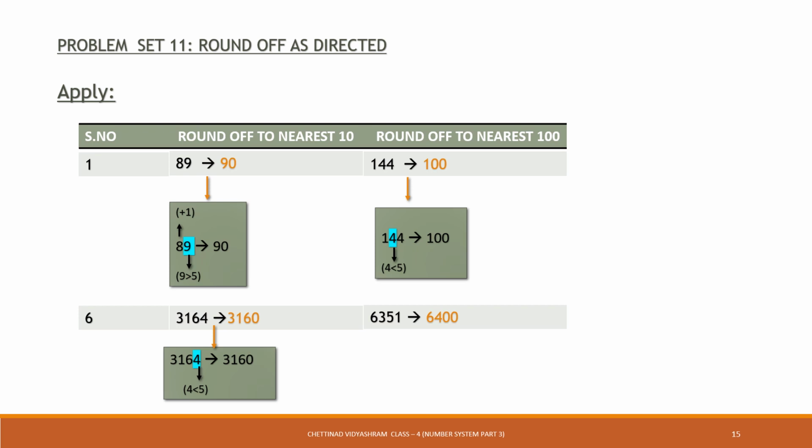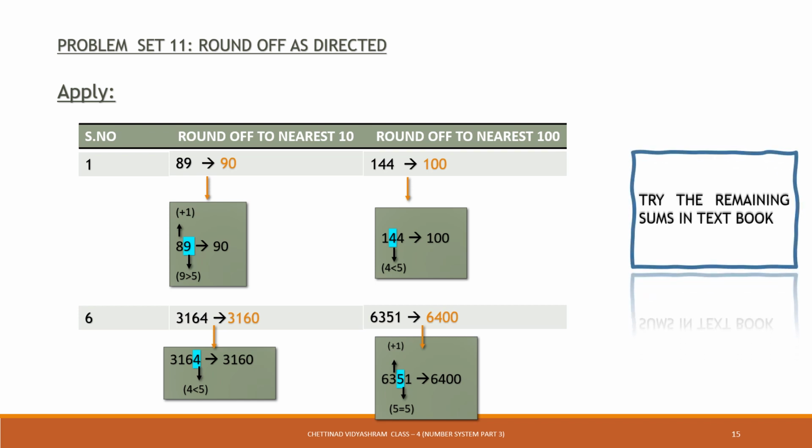Now 6351 rounded off to the nearest 100. It is 6400. Let us see how. We have to check the number in the tens place for rounding off to the nearest 100. Here the number in the tens place is 5, which is equal to 5. If it is equal to or greater than 5, we have to add 1 to the number in the hundreds place. So 3 plus 1, 4 in the hundreds place, and the ones and tens will become 0. So 6400. Understood, children, how to round off to the nearest 100? Try the remaining sums in the textbook.